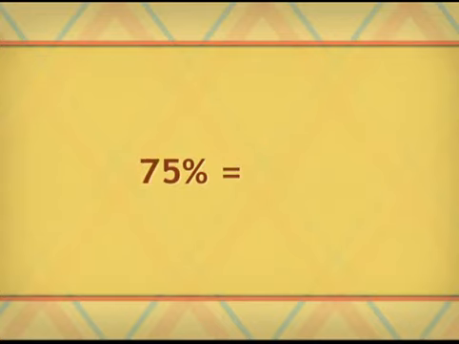Next, let's look at 75%. The ratio form is going to be 75 100ths, which in lowest terms will be what? Well, both 75 and 100 can be divided by 25. 75 divided by 25 is 3. 100 divided by 25 is 4, so that's 3/4. All right, this is a good one to know. 75% is equivalent to 3/4.